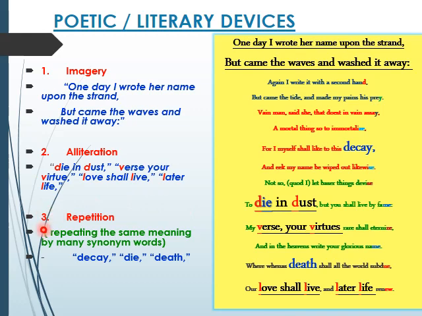The third one is repetition, that is, repeating the same meaning by many synonym words. It is the repetition of words containing the same meaning but with different words. Decay means death, die, death also means death. So three words, they have the same meaning.